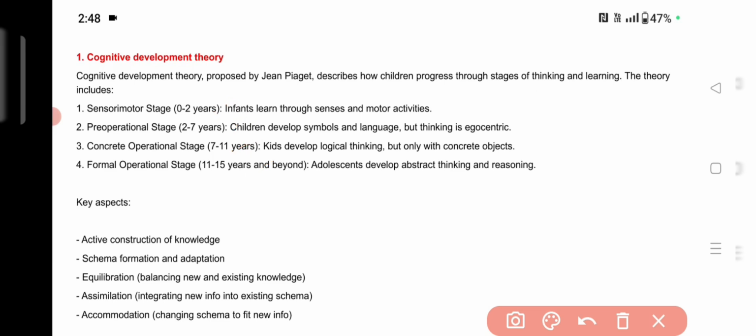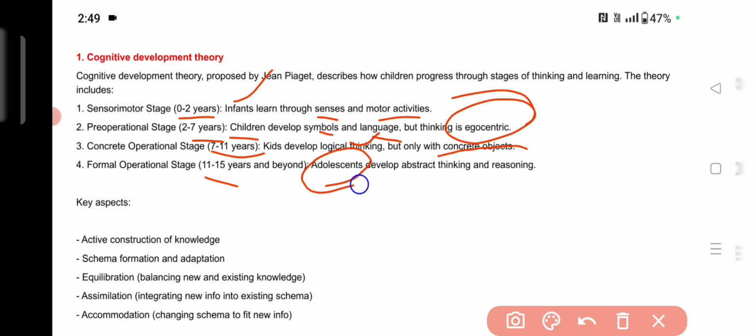So the sensorimotor stage is 0 to 2 years, that means the infancy stage, where they learn through the senses and motor activities. Coming to the preoperational stage, it is 2 to 7 years old. In childhood they develop symbols and language, but thinking is egocentric. The concrete operational stage, 7 to 11 years, kids develop logical thinking but only with concrete objects. The formal operational stage, 11 to 15 years and beyond, the adolescent age, develops abstract thinking and reasoning.